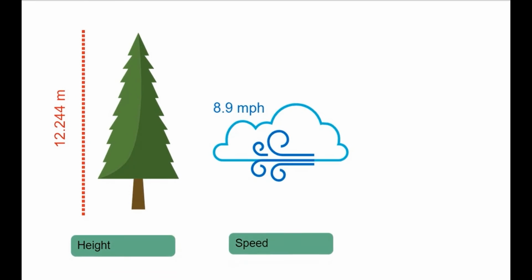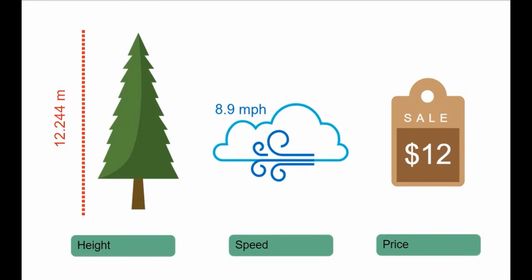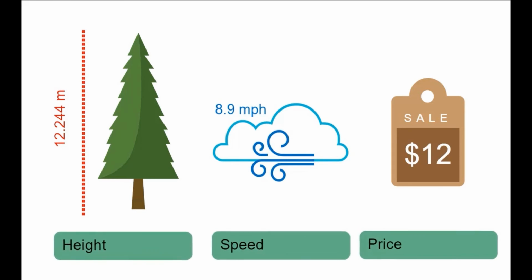Let's look at some examples of continuous fields. The height of a tree, wind speed, or the price of an item. These will usually be treated as continuous fields by default in Tableau. When you use a continuous field in a view, you can tell it's continuous because Tableau turns the field green.